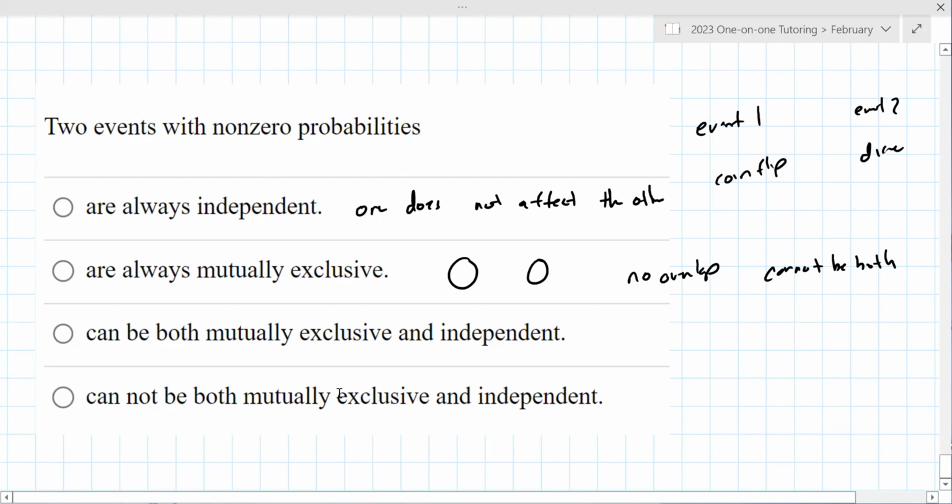So that sort of tells you that they could be both. Because like the coin flip and the dice roll, they're separate events, and they are independent. Okay, that made sense, and the examples helped. Okay, great.